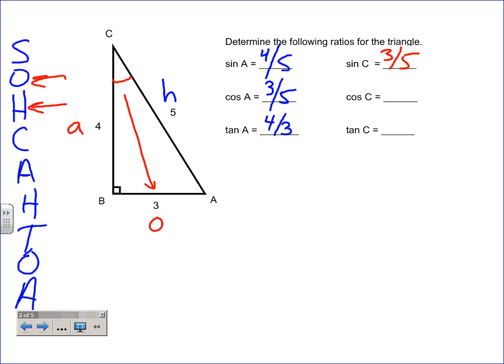Cosine of C, not surprisingly, would be 4/5. Tangent of C is opposite over adjacent, which is then 3/4. Any questions on angle C in this particular example?